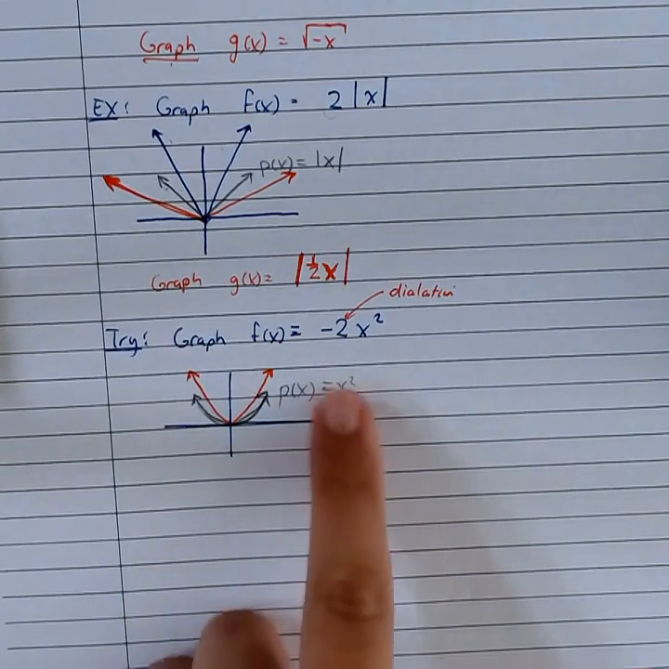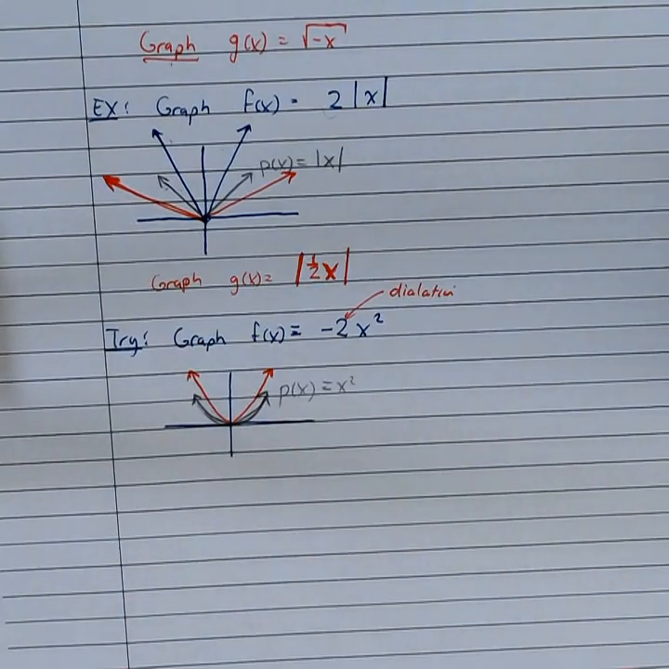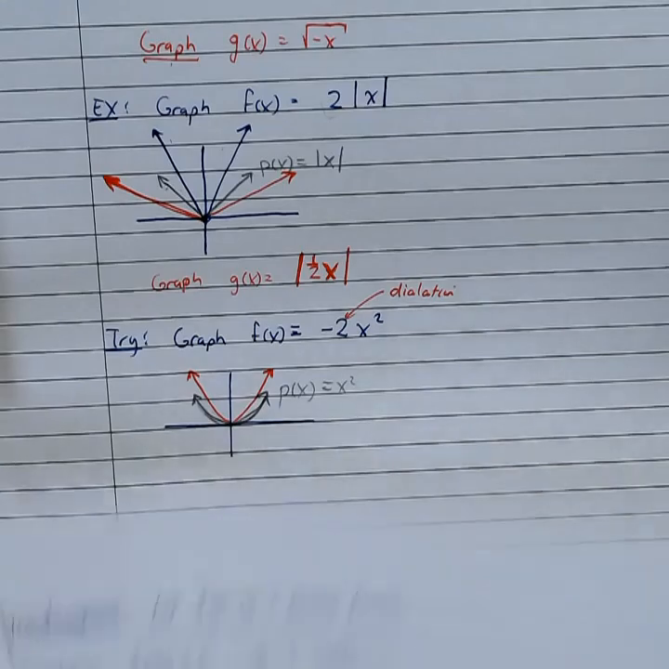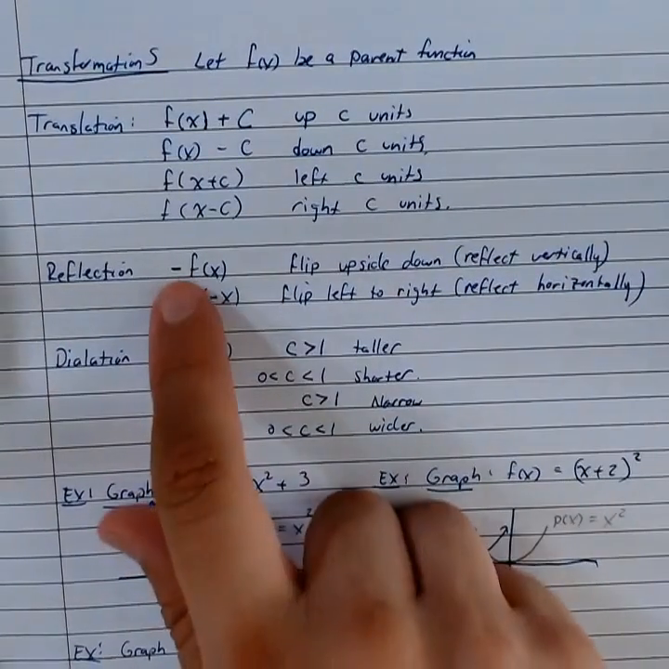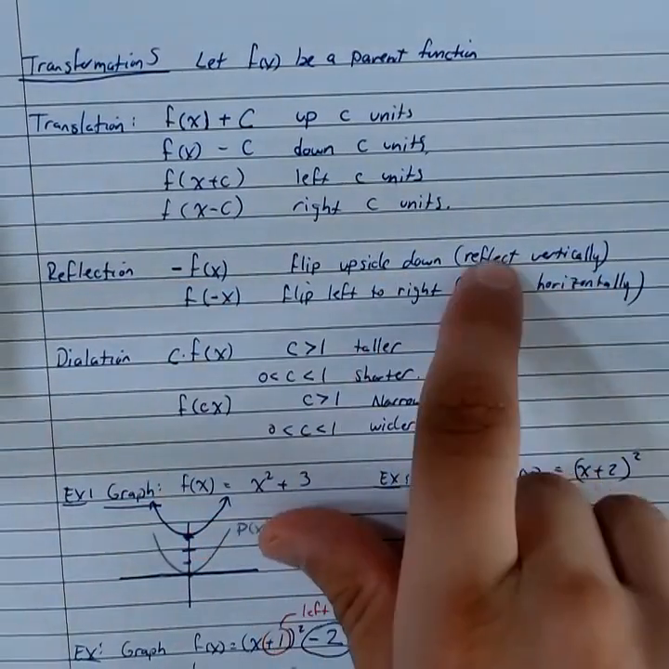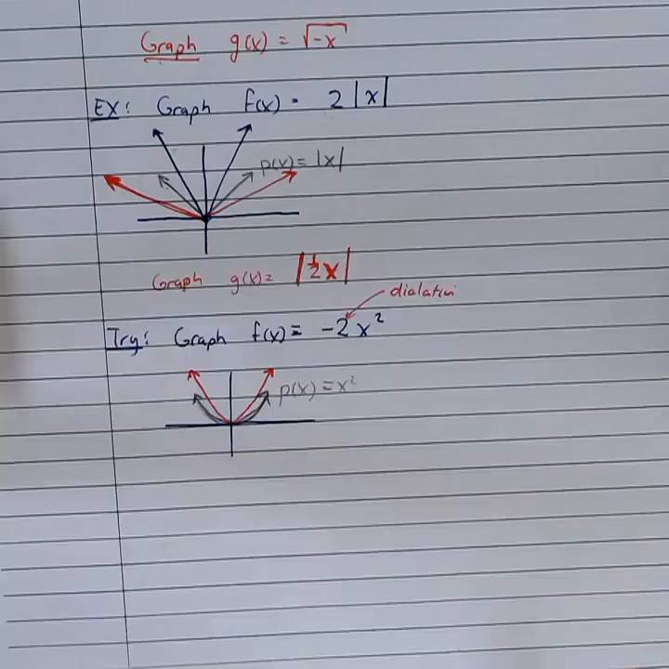Now, this negative, note again, that's on the outside. If it was on the inside, that would be different. On the outside, it's a vertical reflection. You're flipping things upside down. So that negative on the outside is going to make everything upside down.